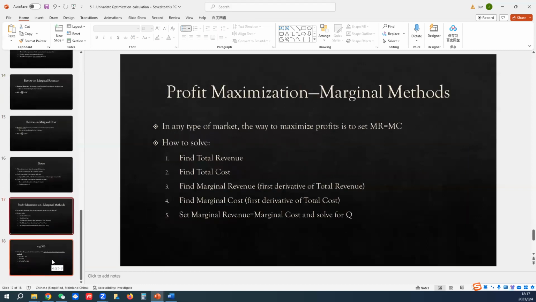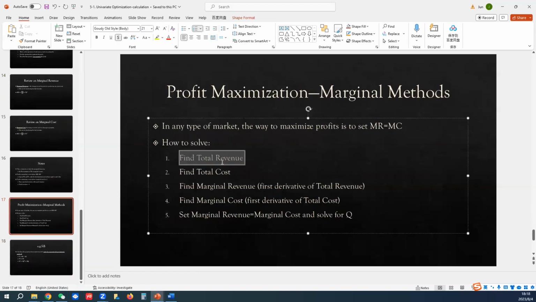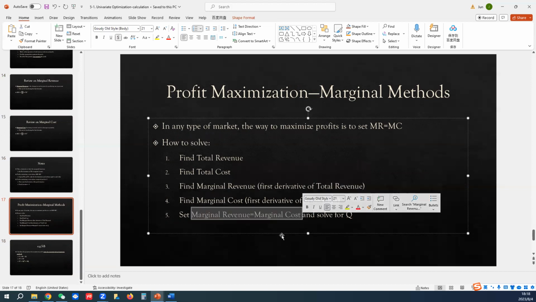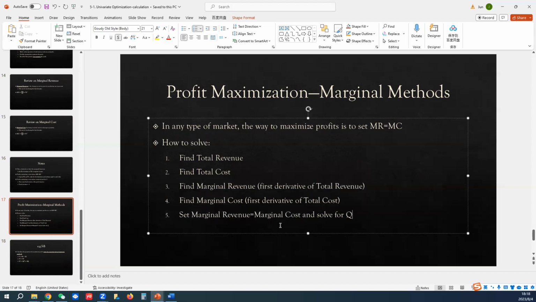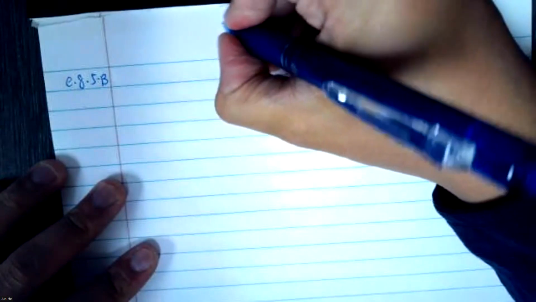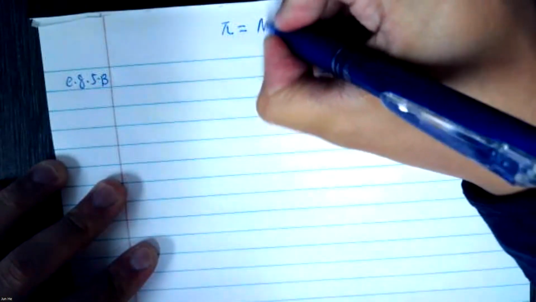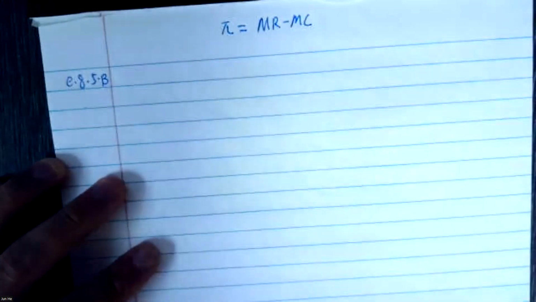Okay, so here are the steps. We need to first work out total revenue, then work out total cost, and then derive marginal revenue, derive marginal cost, and solve for Q star that equalizes marginal revenue to marginal cost. So just to further explain to you a little bit, why is that? Profit is total revenue minus total cost, and those are all functions of Q.